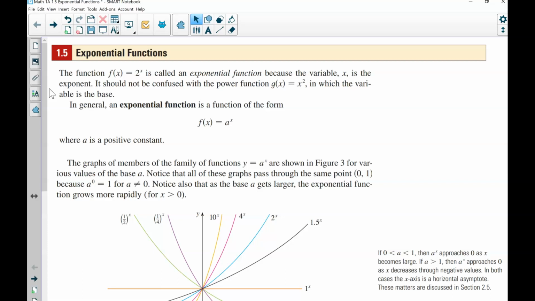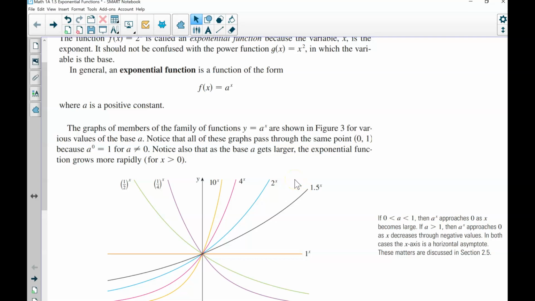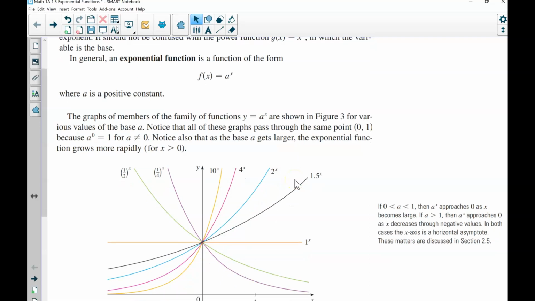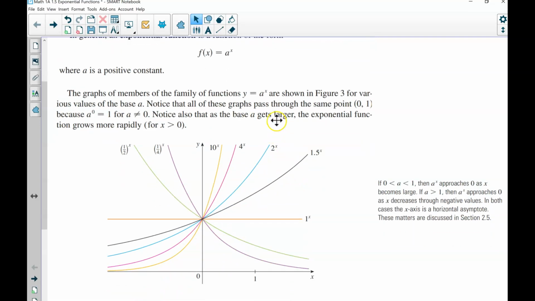Okay, now here are graphs of members of the family of functions y equals a to the x, which are shown in figure 3 for various values of the base a. Now notice that all these graphs pass through the same point, which is (0, 1), the y-intercept, because a to the 0, anything to the 0 power, is going to equal 1, given that a does not equal 0.